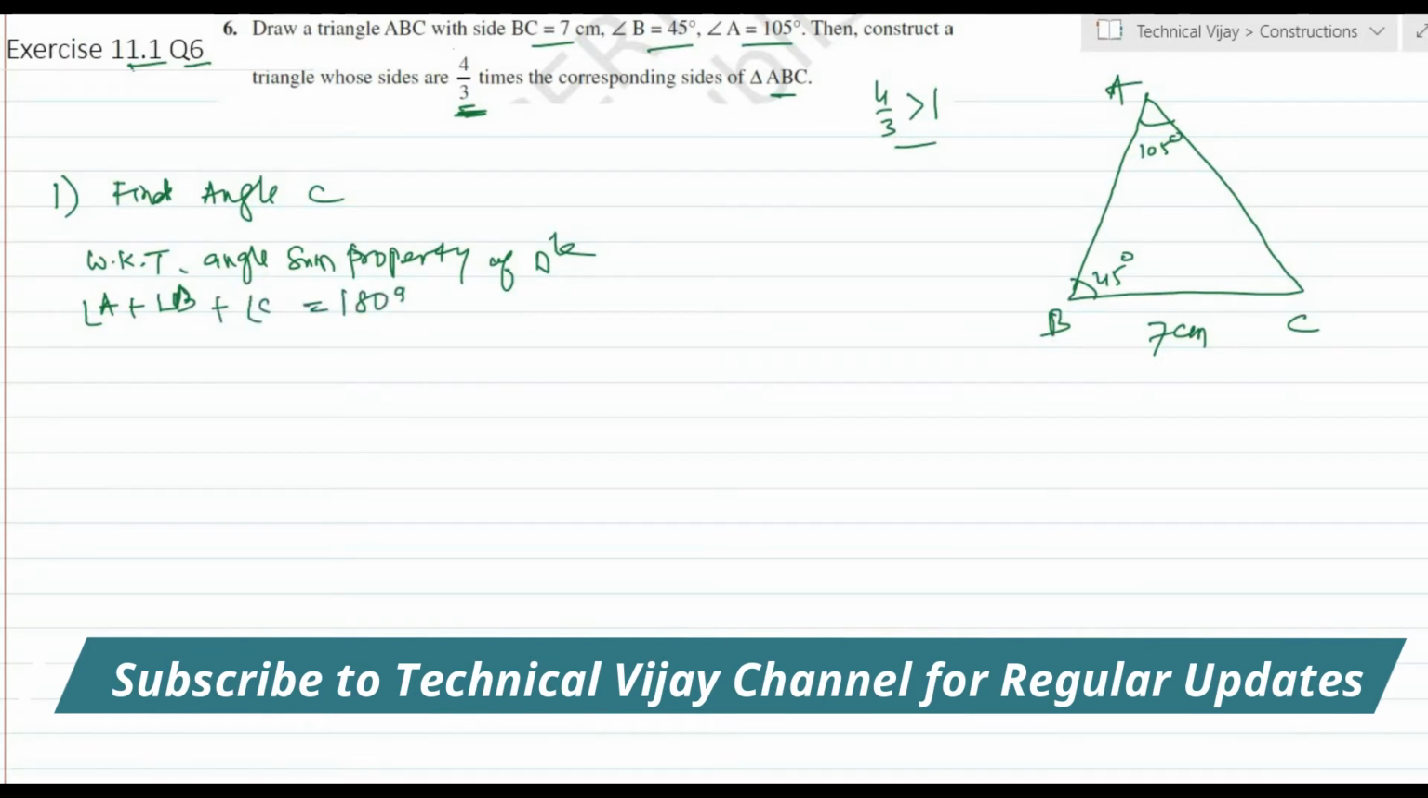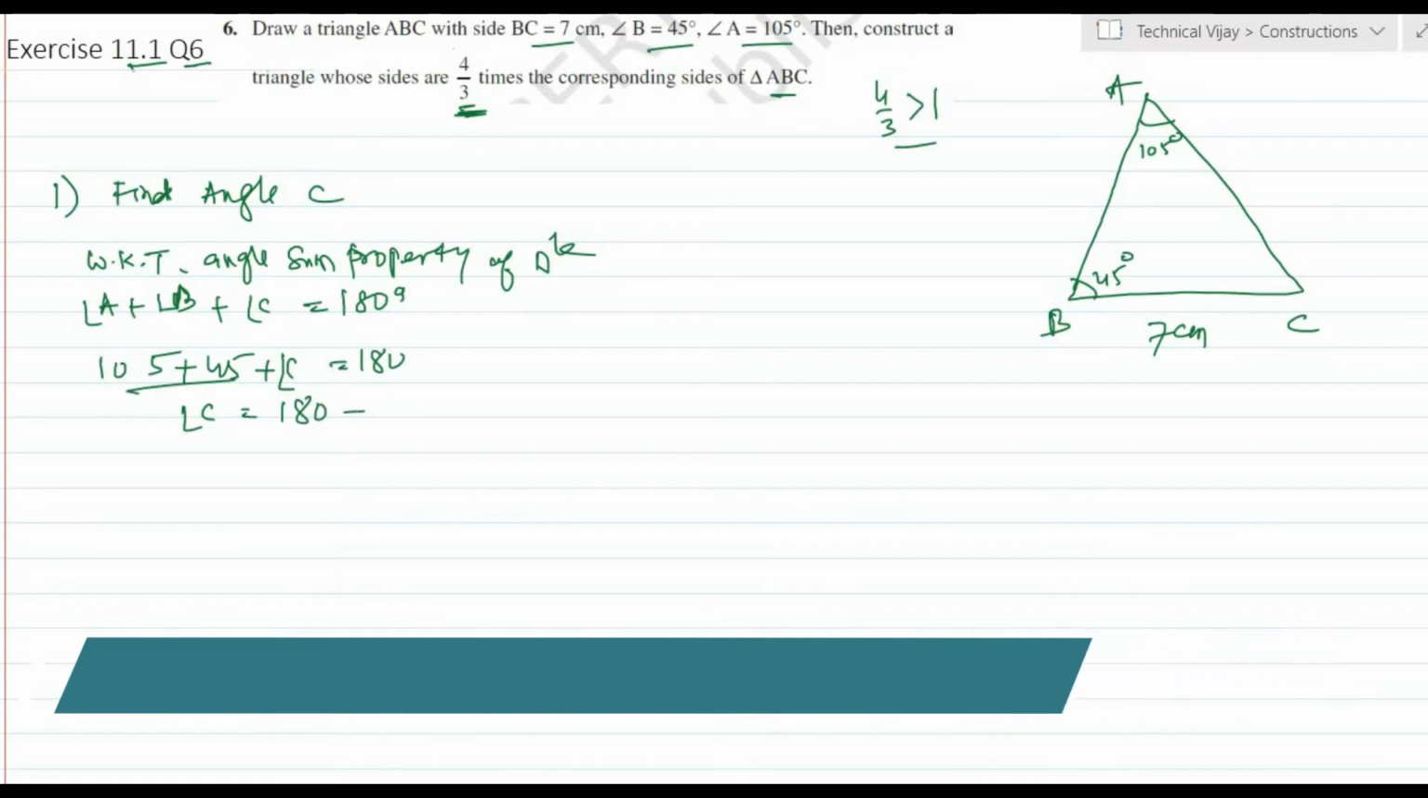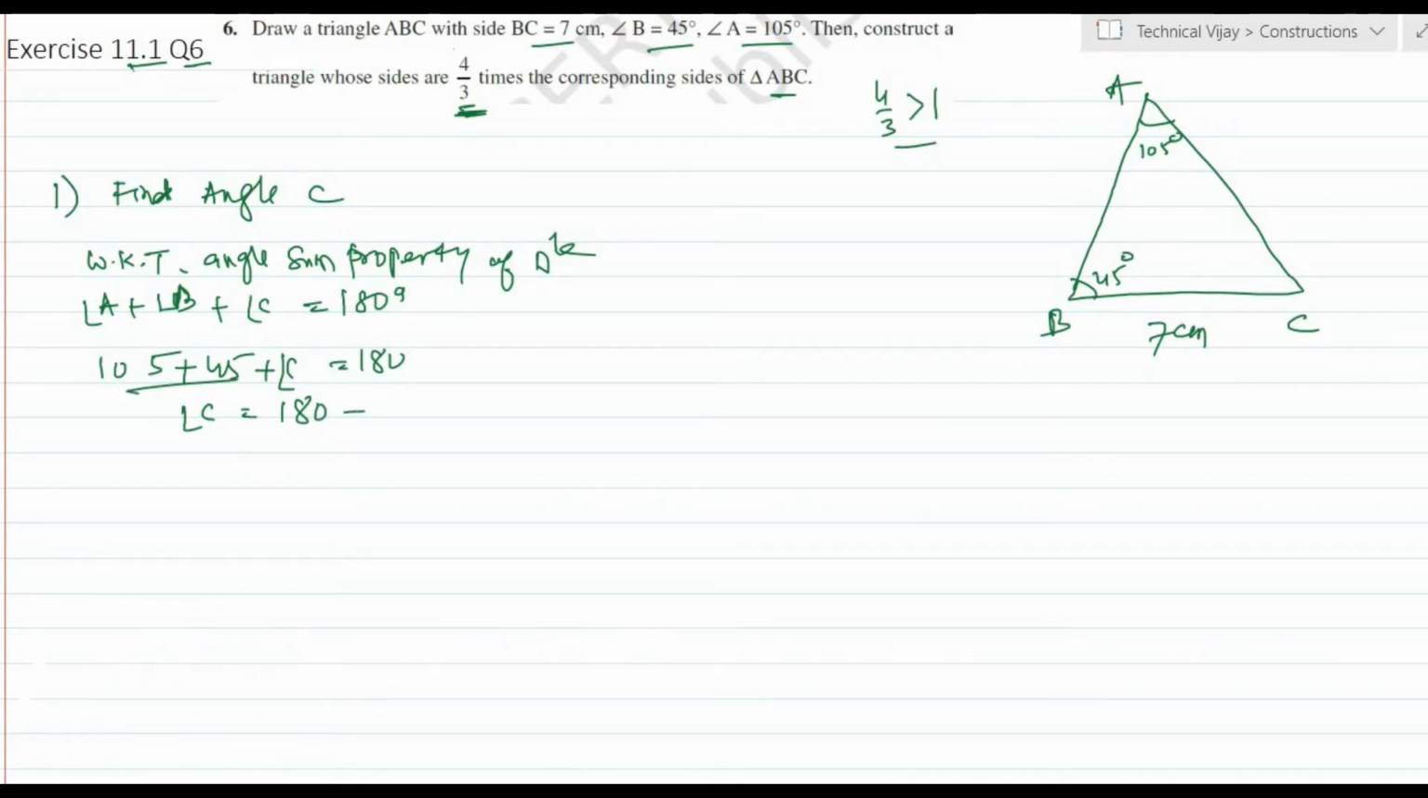Okay. Angle A and angle B are given. Angle A is equal to 105, plus angle B is equal to 45, plus angle C, which we have to find out, is equal to 180. So angle C is equal to 180 minus (105 plus 45), which means 150. Okay. So angle C is equal to 30 degrees. So this will be equal to 30 degrees.